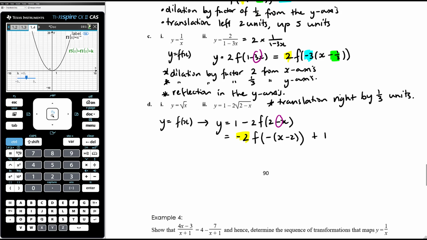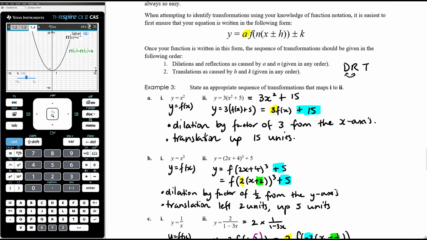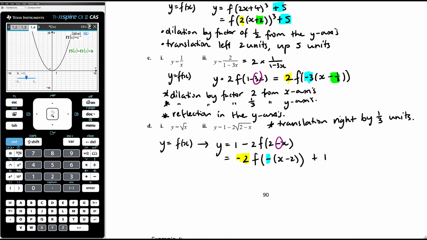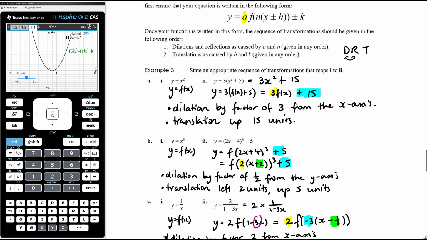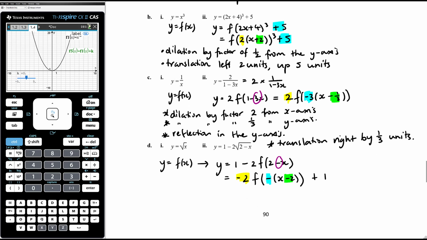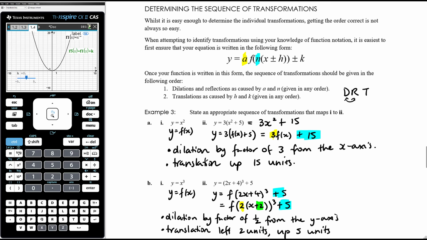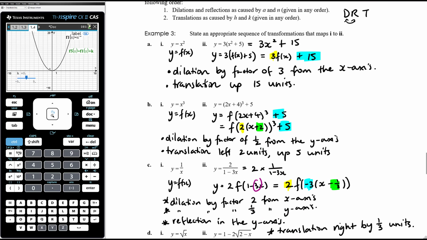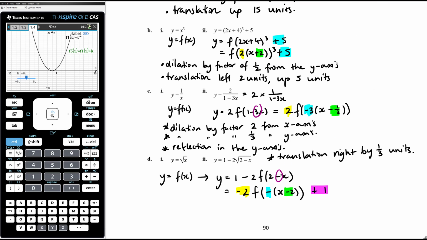We've got our negative 2 out the front. That's our a value. We've got our negative 1 in here. That's our n value, so that's a reflection in the y-axis. We've got our minus 2 here, which is our translation left and right. I'm going to need a new highlighter colour. And then we've got a plus k on the end, a plus 1 on the end, which is our plus k.